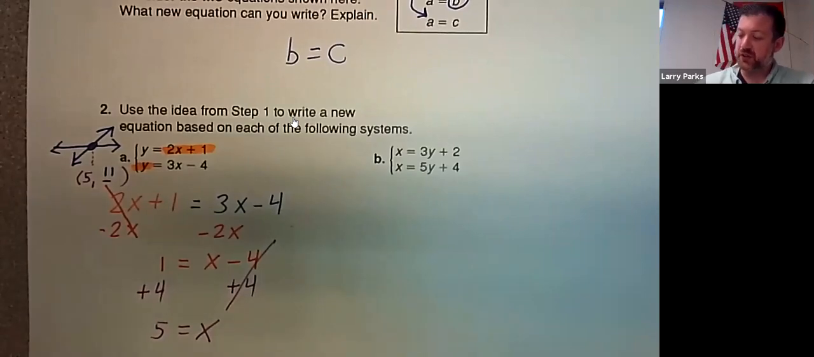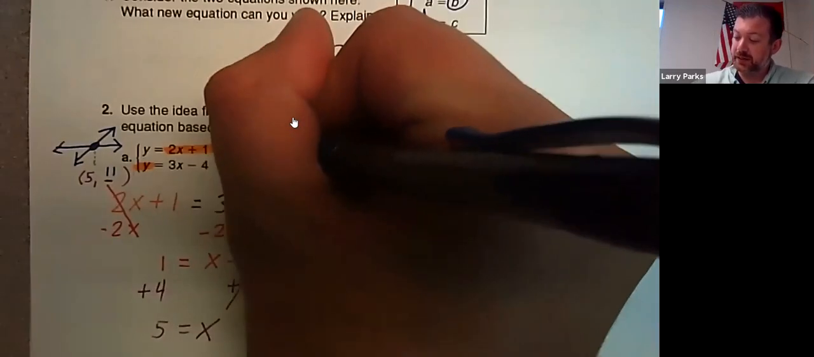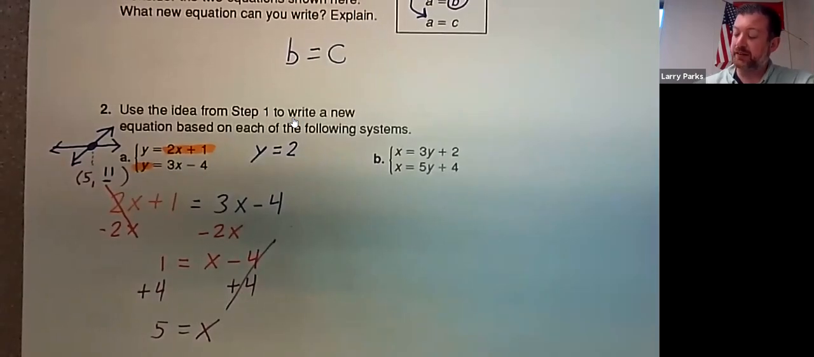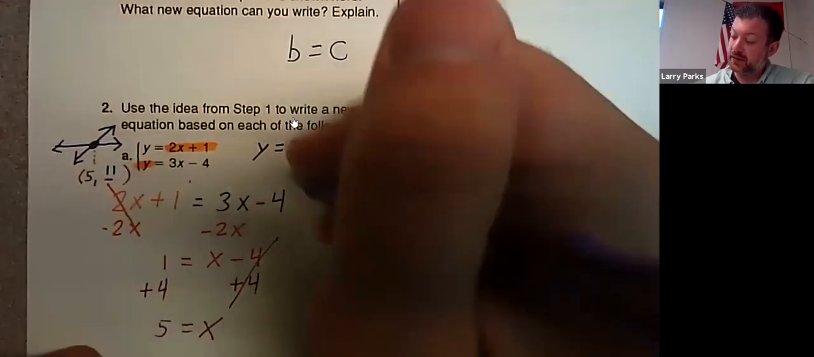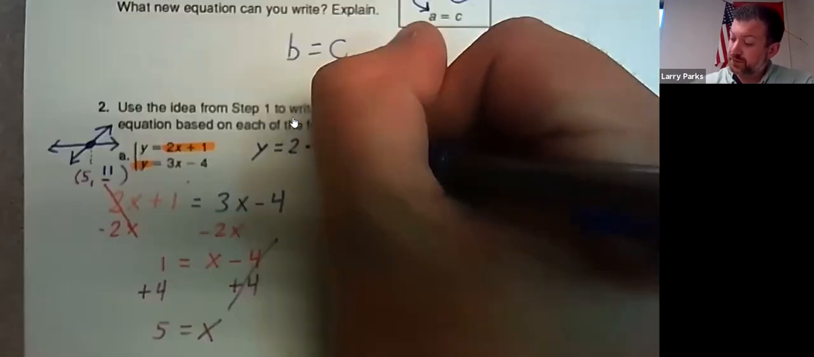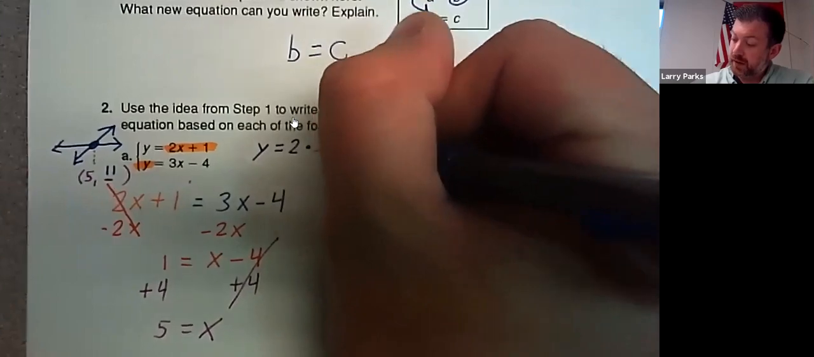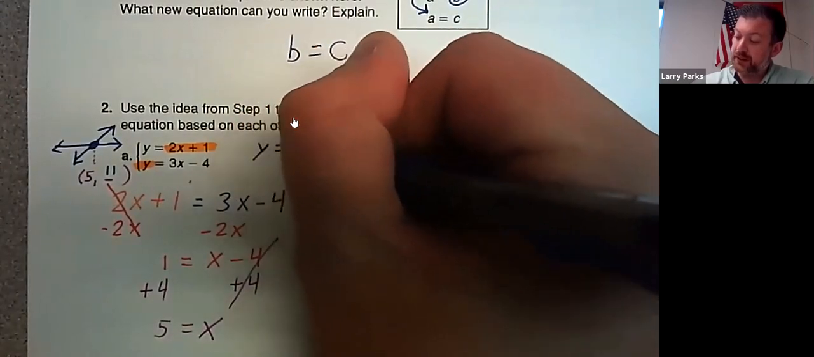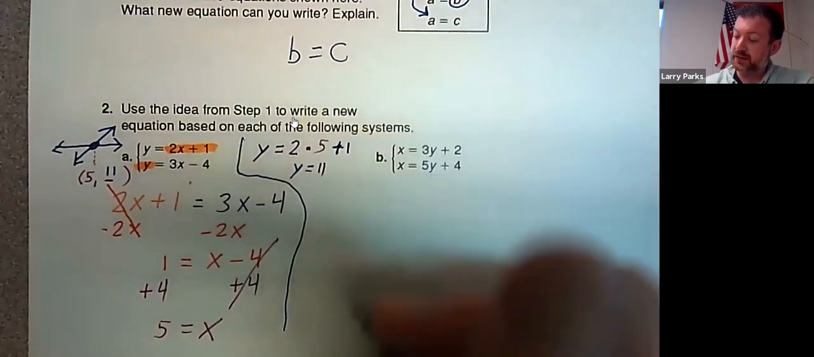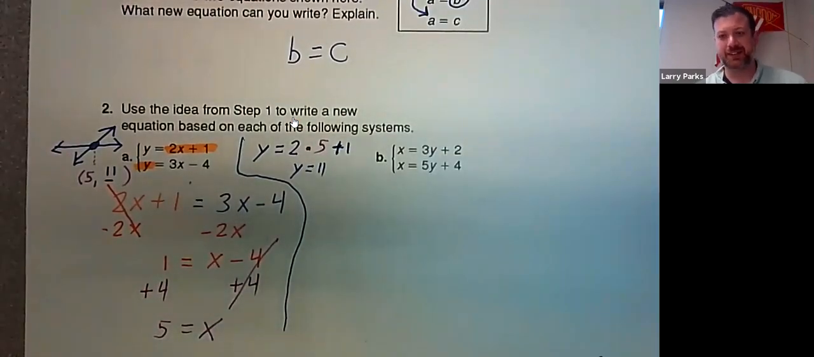And then I'll show notes for that. So when you plug back in, you plug in the 5 for x, and you get y is 11. And I like to separate those so it doesn't look like it's all combined.